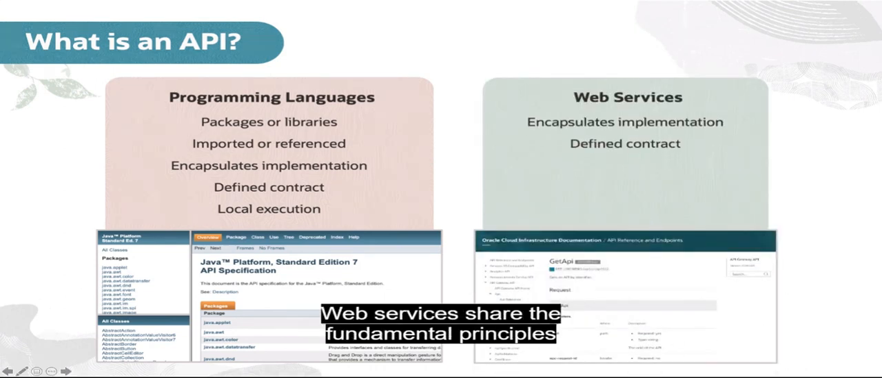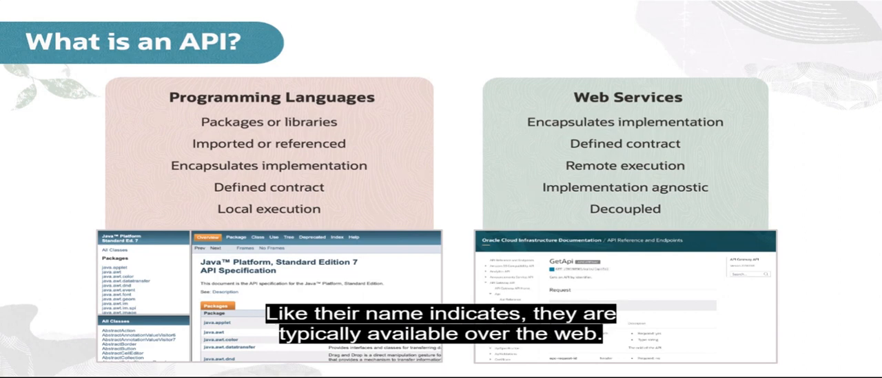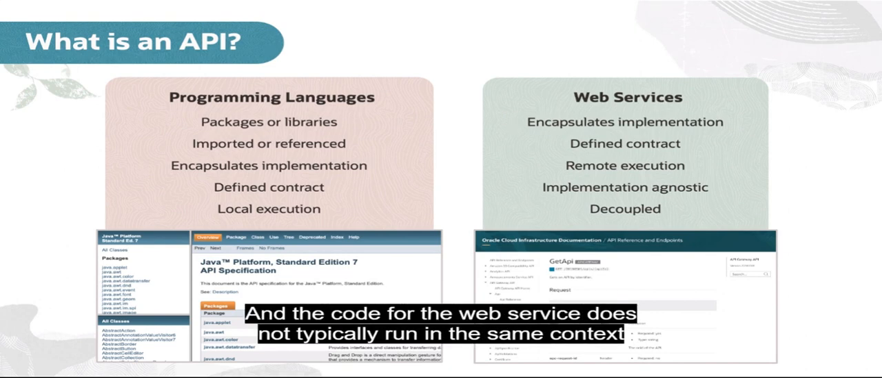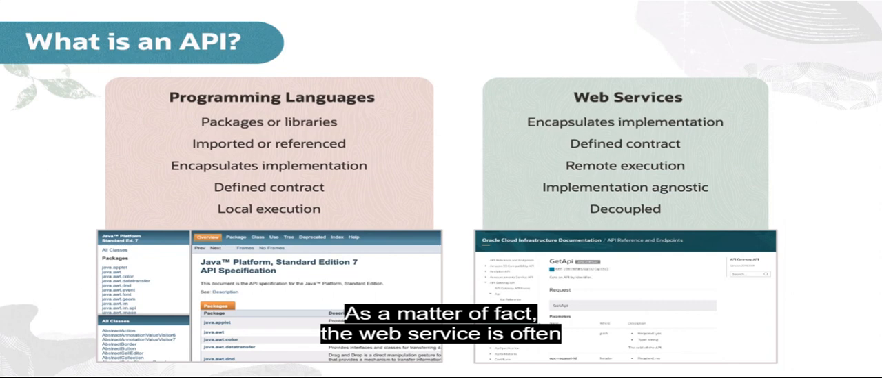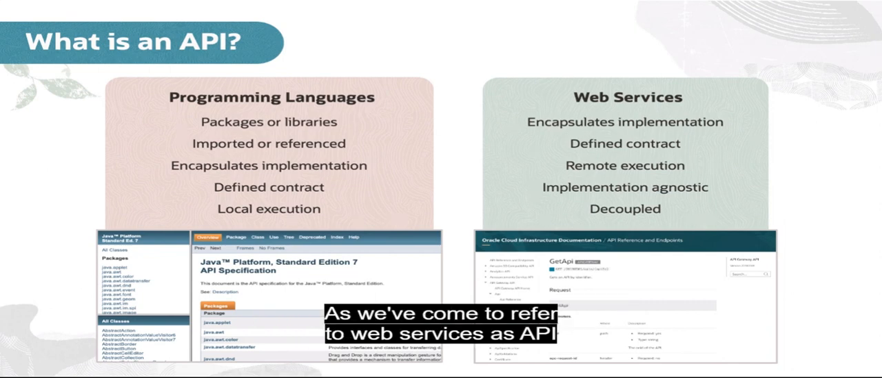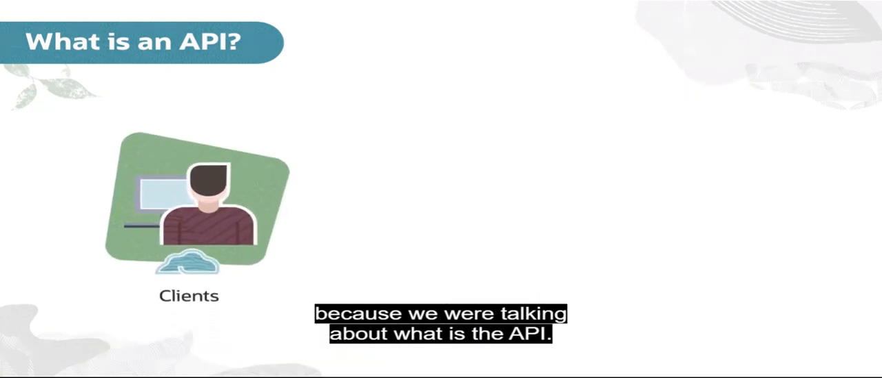Web services share the fundamental principles of encapsulating the implementation, but have some distinct differences. Like their name indicates, they are typically available over the web. They are highly decoupled, meaning that a client application invokes the web service over the wire. And the code for the web service does not typically run in the same context as the application that is using it. As a matter of fact, the web service is often written in a wholly different language than the client that is using it. As we've come to refer to web services as APIs, throughout this course, whenever we say API, we are talking about web services.